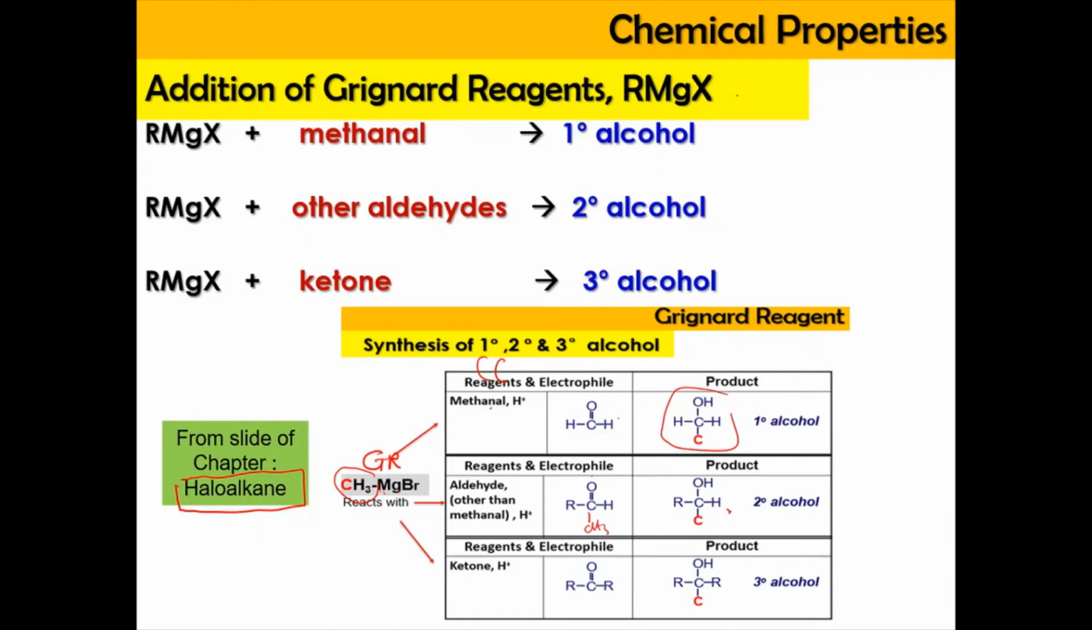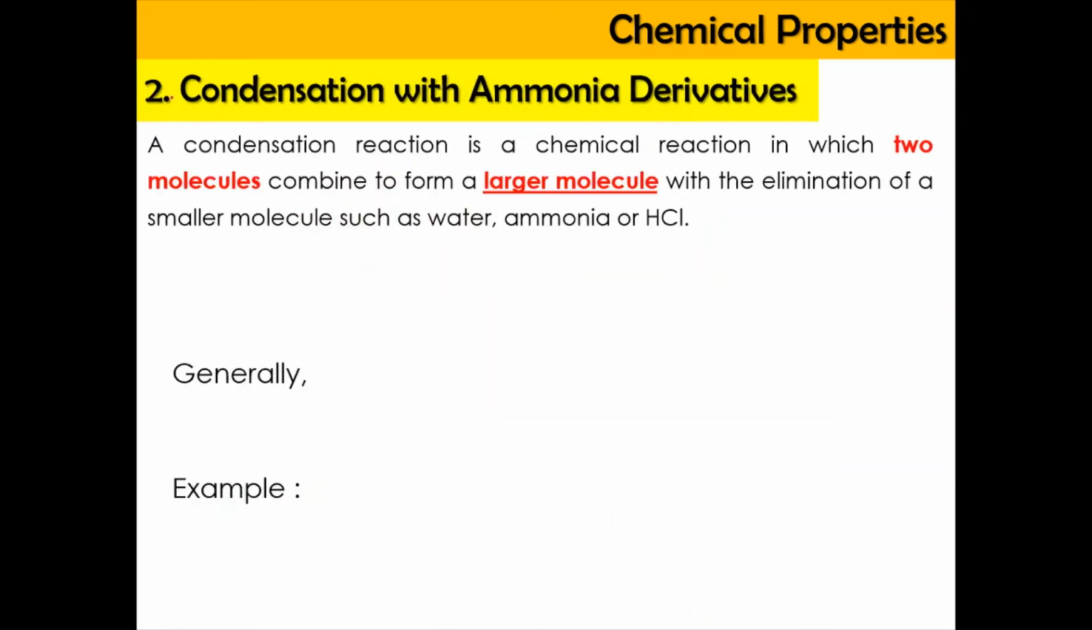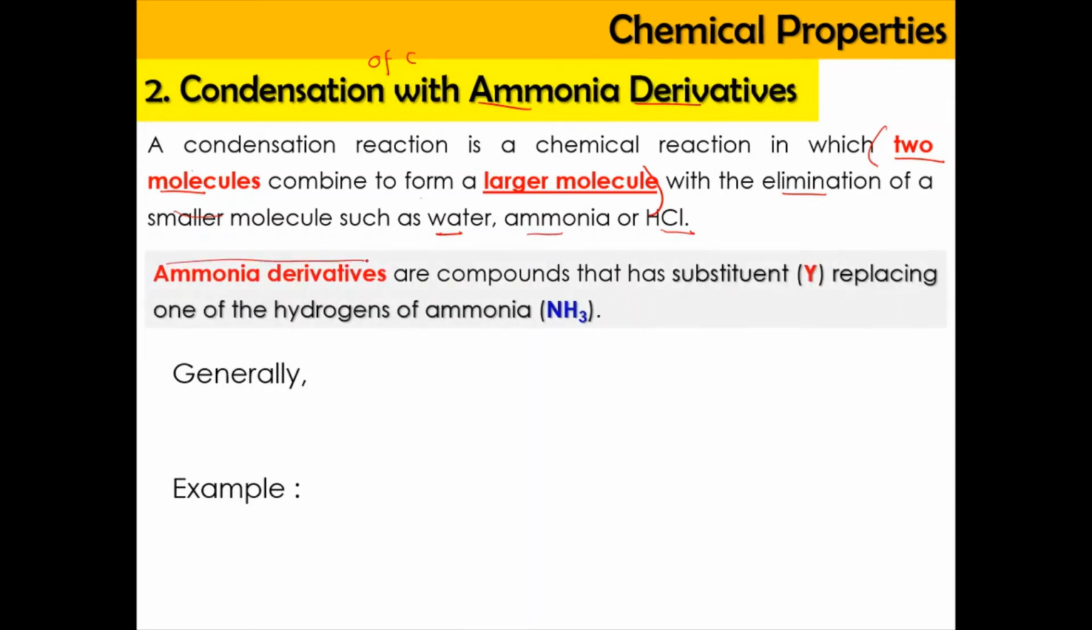So we have looked into the nucleophilic addition reaction. Now we're going to look into the condensation reaction of the carbonyl compound with ammonia derivatives. A condensation reaction is basically a chemical reaction in which two molecules combine in order to form a larger molecule. This happens with the elimination of a smaller molecule, for example water, ammonia, or HCl. And we're going to focus on ammonia derivatives.